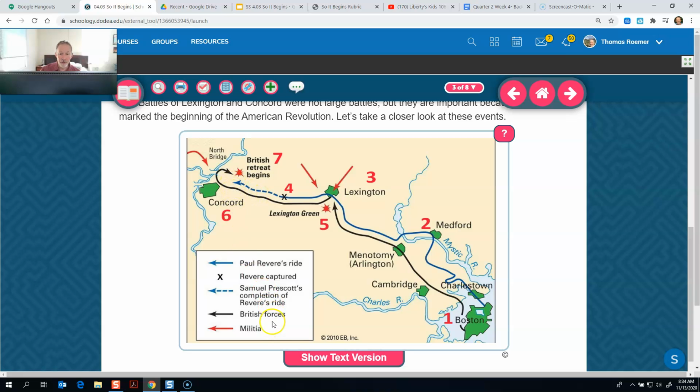The British forces are coming here. They're trying to get in. Now we've got the battle at Lexington and then a battle at Concord. So they came by sea. 1 if by land, 2 if by sea.